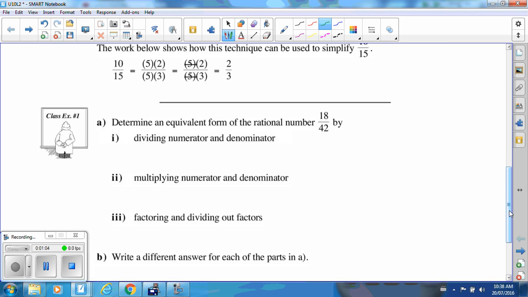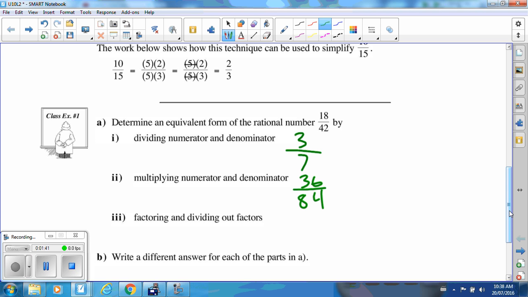So 18 and 42, my common factor between 18 and 42 is, I don't know, 3, I think. 6 goes into both. So I can divide both by 6. 18 divided by 6 is 3. 42 divided by 6 is 7, so that's 3/7. Or I can multiply it. Let's multiply by 2. 18 times 2 is going to be 36. 42 times 2 is going to be 84, so I could go to 36/84ths.